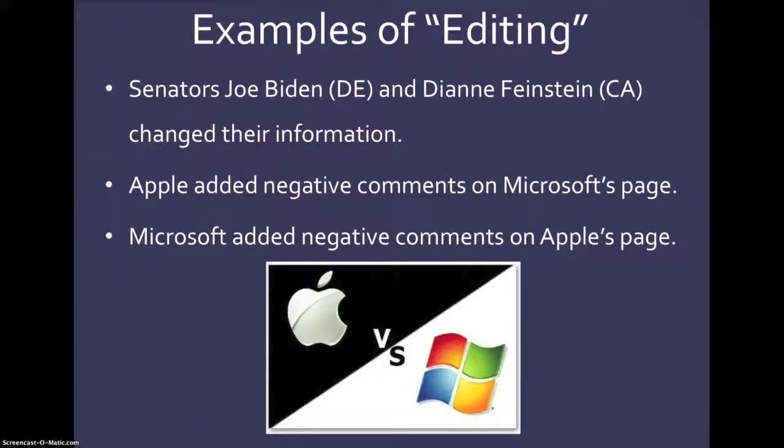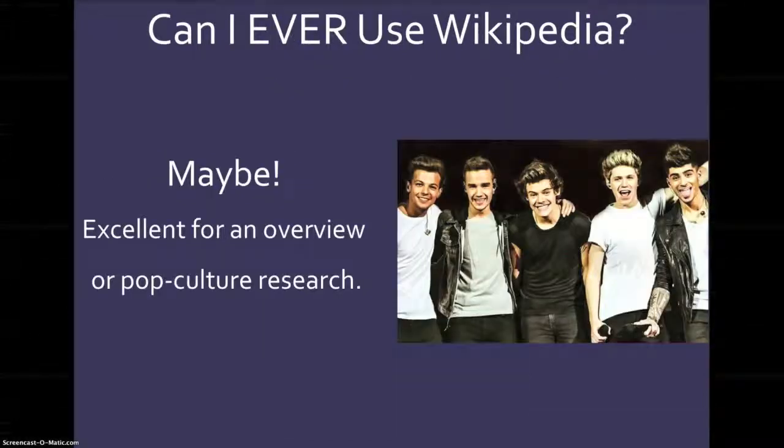Here are some examples of articles that have been edited on Wikipedia. Senators Joe Biden and Dianne Feinstein's staff both edited their Wikipedia pages. That's back when Joe Biden was the senator from Delaware. He's now the vice president of the United States. And Apple added negative comments on Microsoft's Wikipedia page, and Microsoft added negative comments on Apple's Wikipedia page.